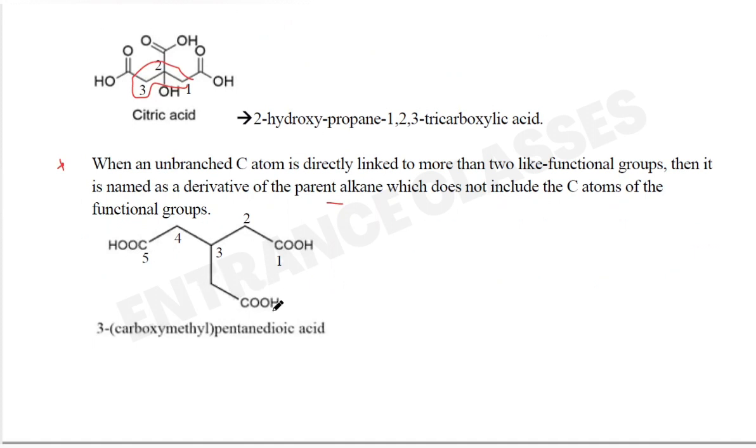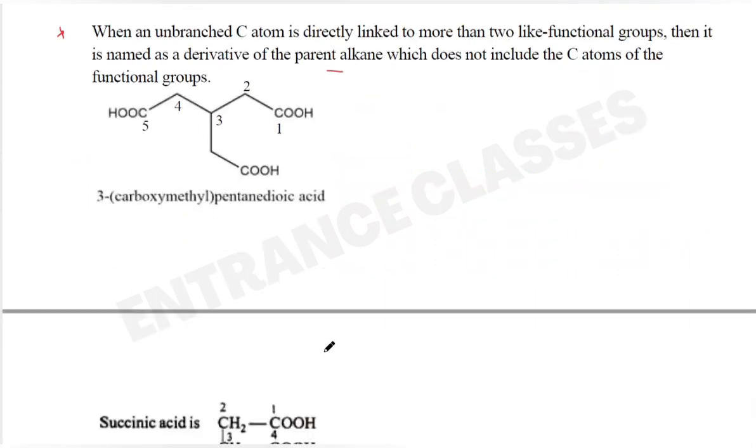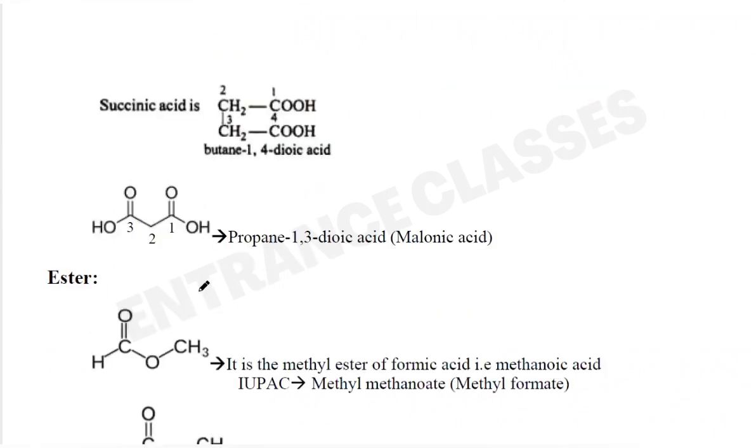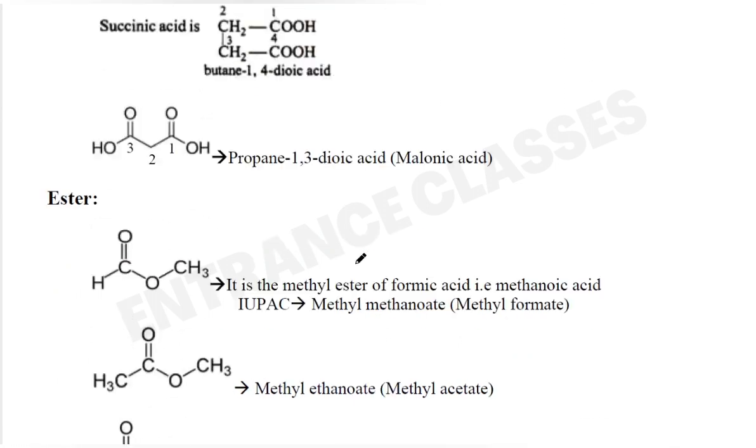Why? Because this is carboxymethyl. It's not simply carboxylic acid. That's why it is 3-carboxymethyl. This is the methyl group, carboxy derivative of methyl. 3-carboxymethyl pentane 1,5-dioic acid or pentane dioic acid. This is succinic acid 1,4-dioic acid, butane 1,4-dioic acid. This is malonic acid 1,3-dioic acid, propane 1,3-dioic acid.